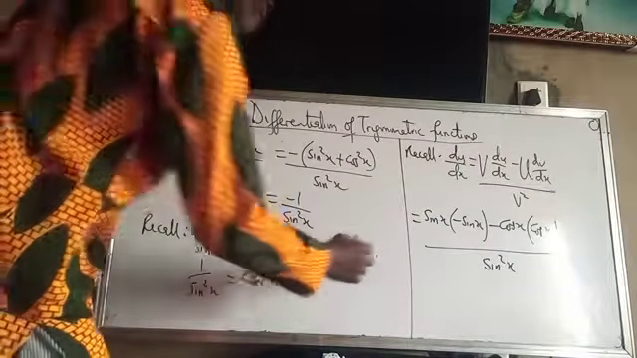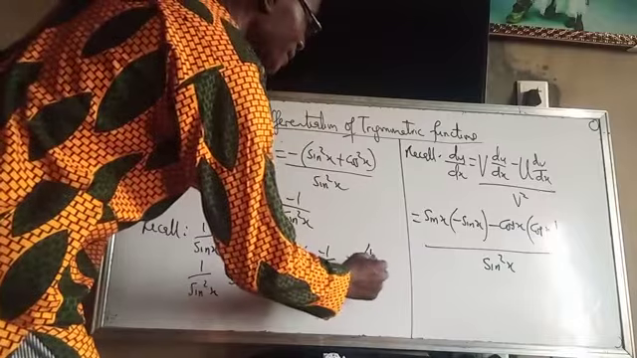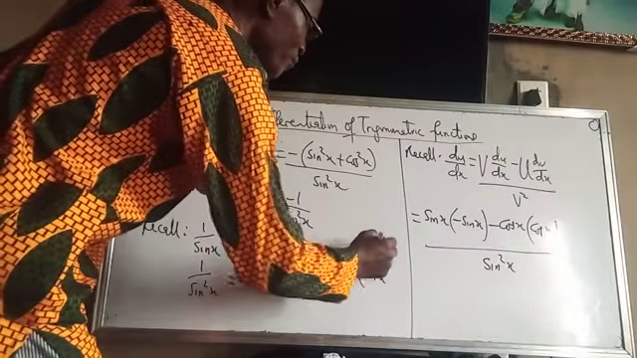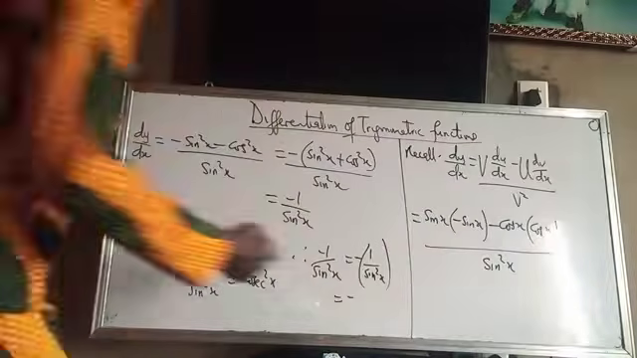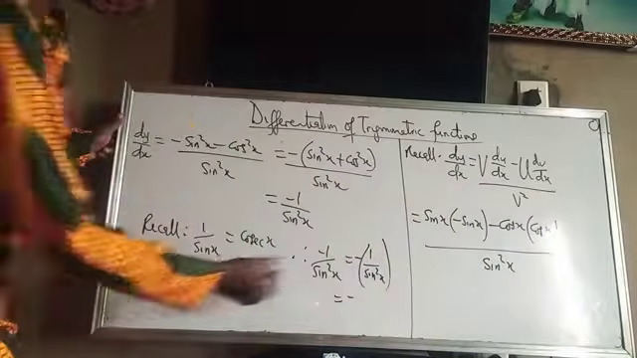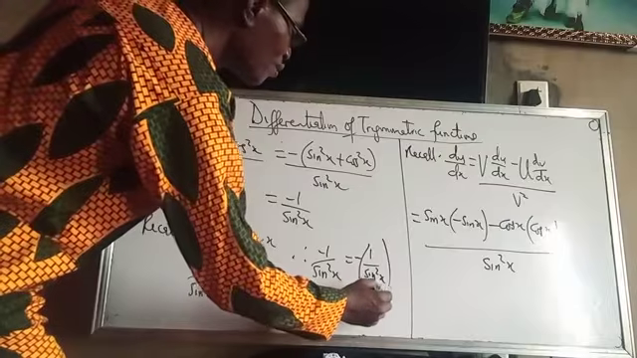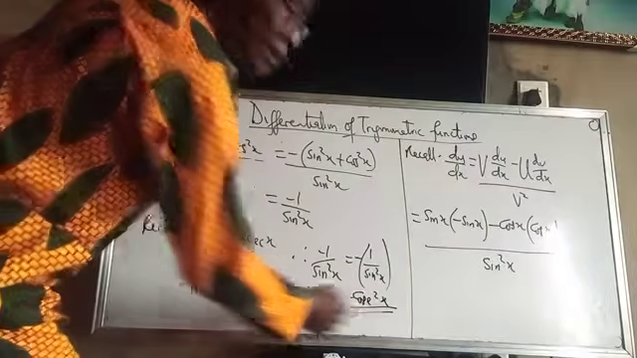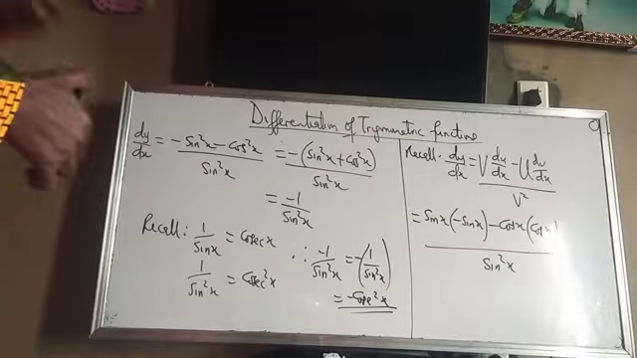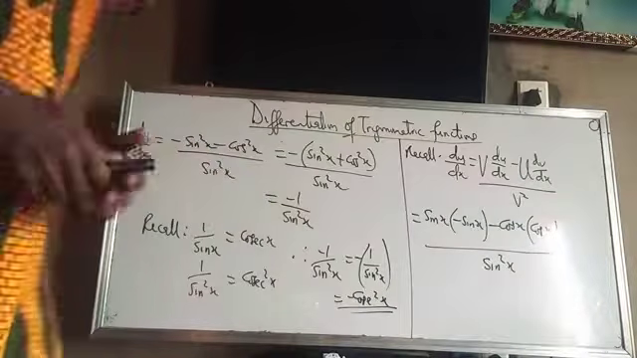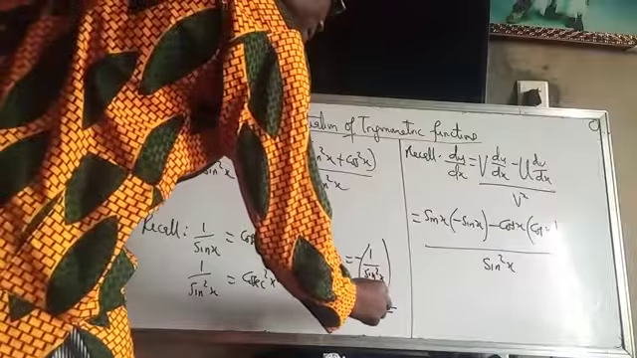Are you getting it now? Minus 1 over sine square x. You can bring that minus out. So that will be minus 1 over sine square x, which you have gotten here, is cosec square x. So that is the answer. So anytime you want to differentiate cot x, the result will be minus cosec square x.